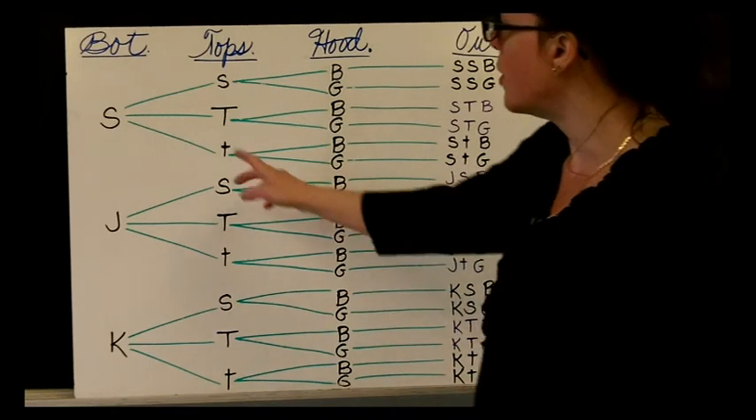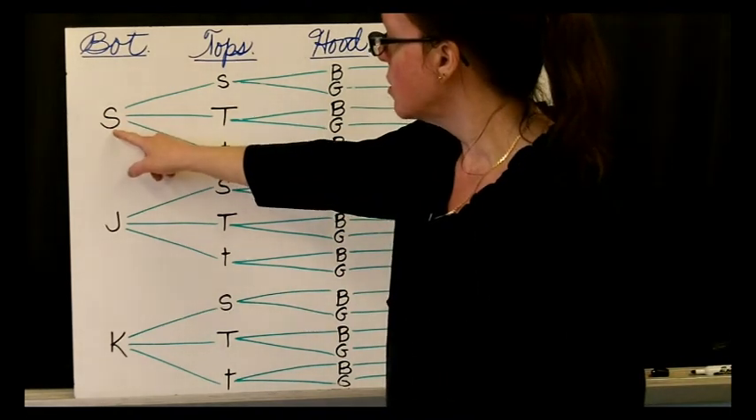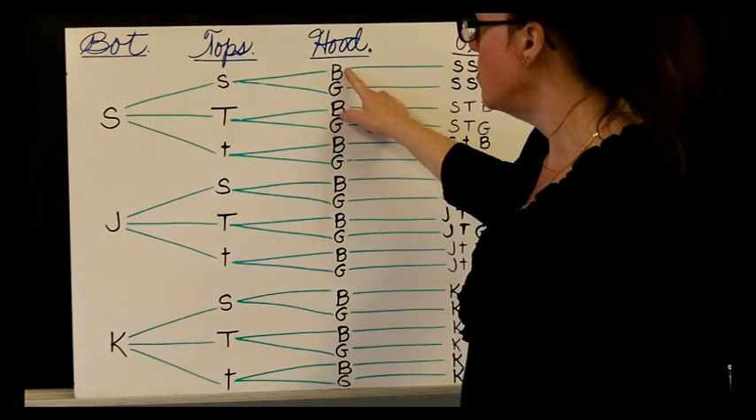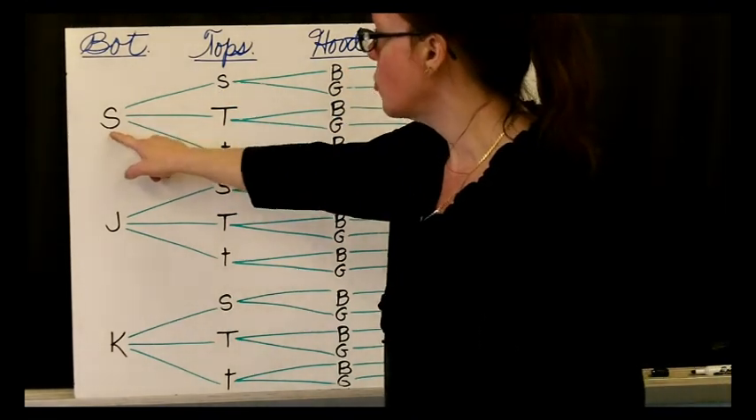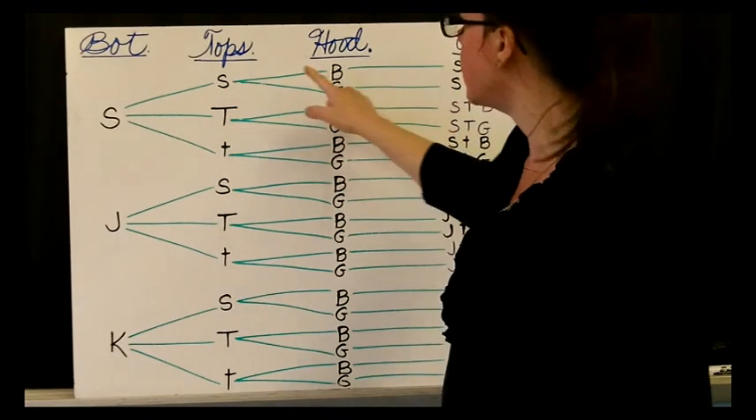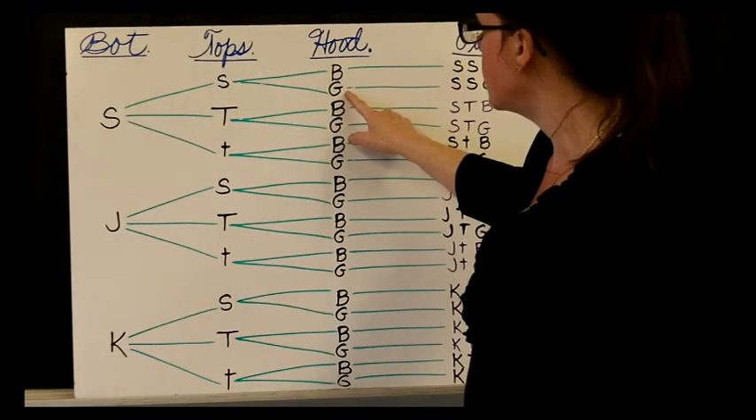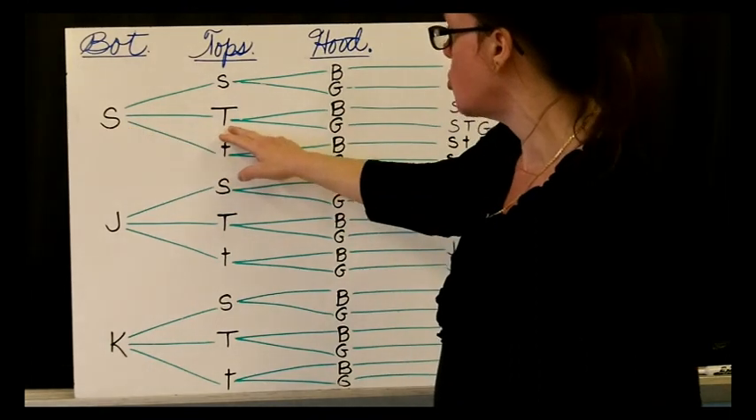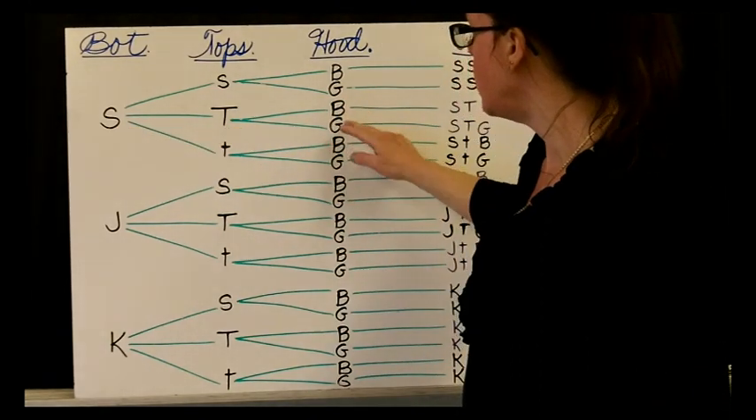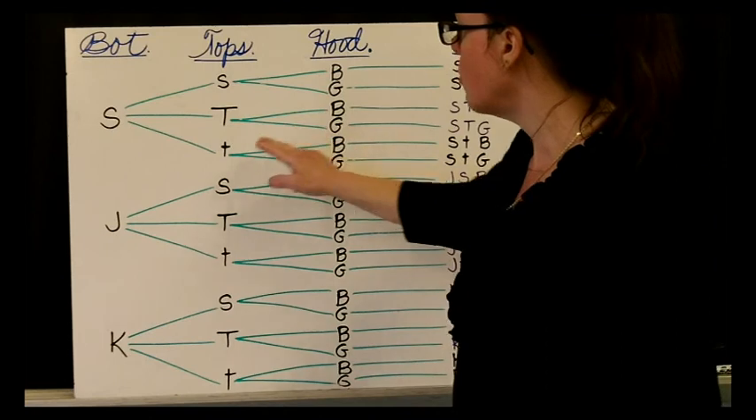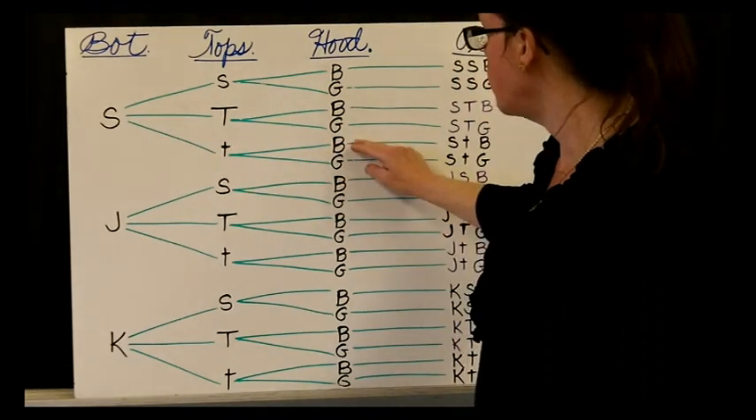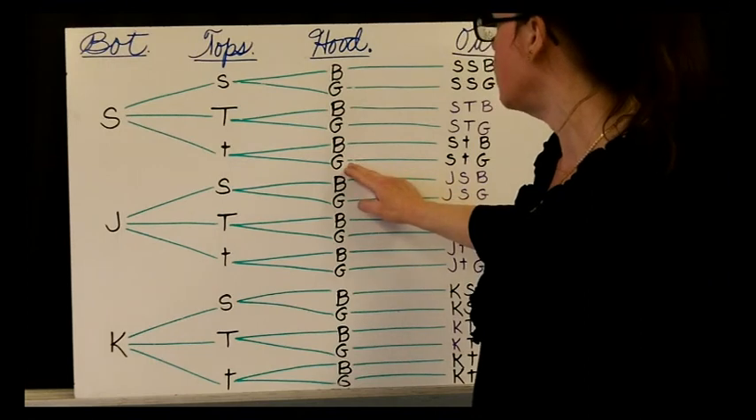Let's look at the first one. With our shorts, we can choose to wear a sweater and the blue hoodie. Or, with our shorts, we can still wear a sweater, but instead choose the green hoodie. Or if we didn't want to wear a sweater, we can wear our shorts with a t-shirt and either a blue hoodie or a green hoodie. Or we can wear a tank top with our shorts and either a blue hoodie or a green one.